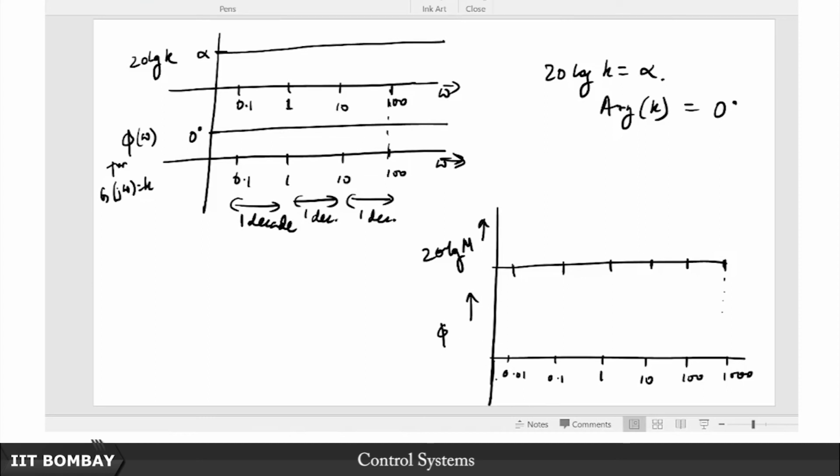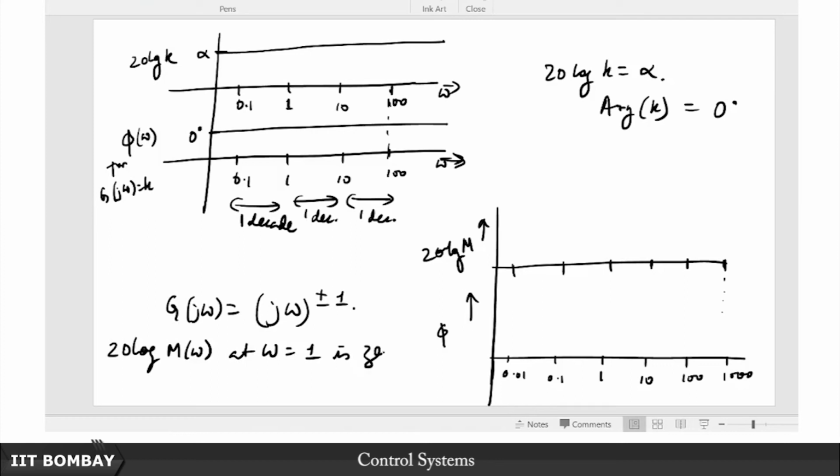Okay. So now the next block we are considering is g j omega equal to j omega to the power plus minus 1. So immediately you see that 20 log m at omega equal to 1 is nothing but 0. So let me mark out this 0 dB line here, and this is 1. So this is one point that I am readily able to evaluate.